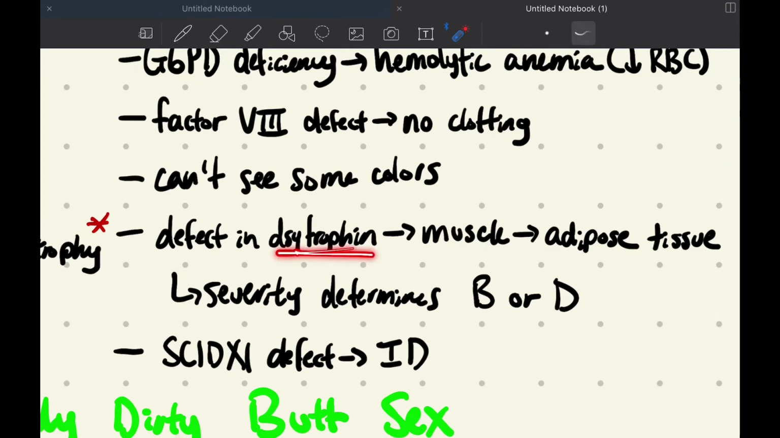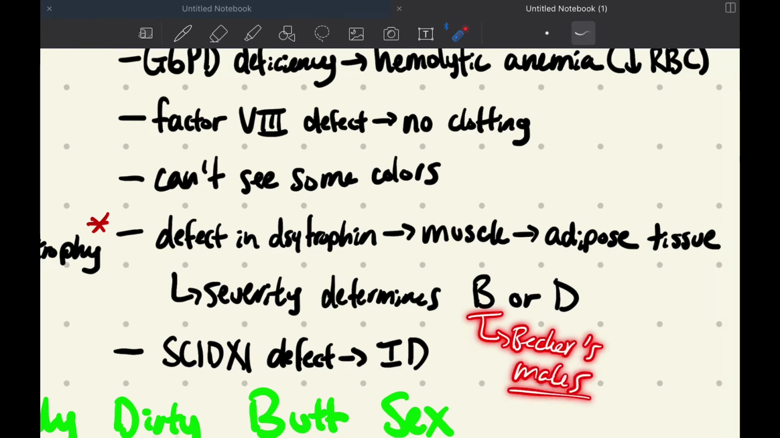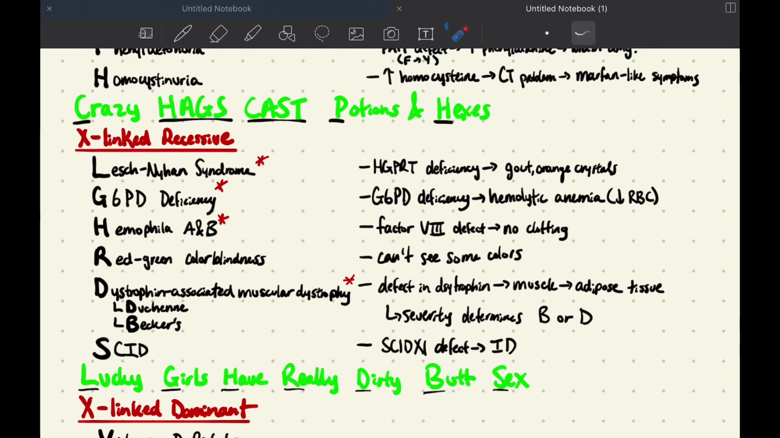It's going to be a defect in your dystrophin, as you might imagine, and it's going to lead to your muscle degradation. And then the severity determines whether it's Becker's or Duchenne's. Basically, less severe is going to be Becker's, and this is probably going to be seen more in males because if they get Duchenne's, then they'll die. So they typically die before they procreate. So then this would be seen more in females.